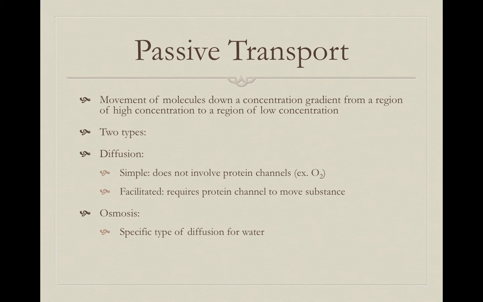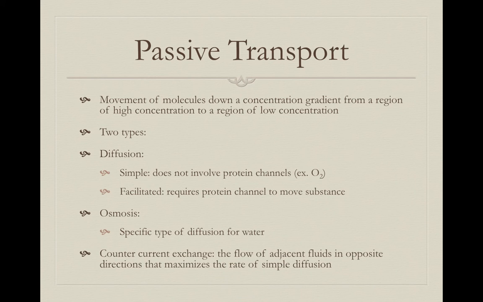Then there's osmosis, which is just a specific type of diffusion for water. Osmosis describes the movement of water, whereas diffusion describes the movement of particles. Then there's something called a countercurrent exchange, which is the flow of adjacent fluids in opposite directions that maximizes the rate of simple diffusion. And you can see this in gills for fish.